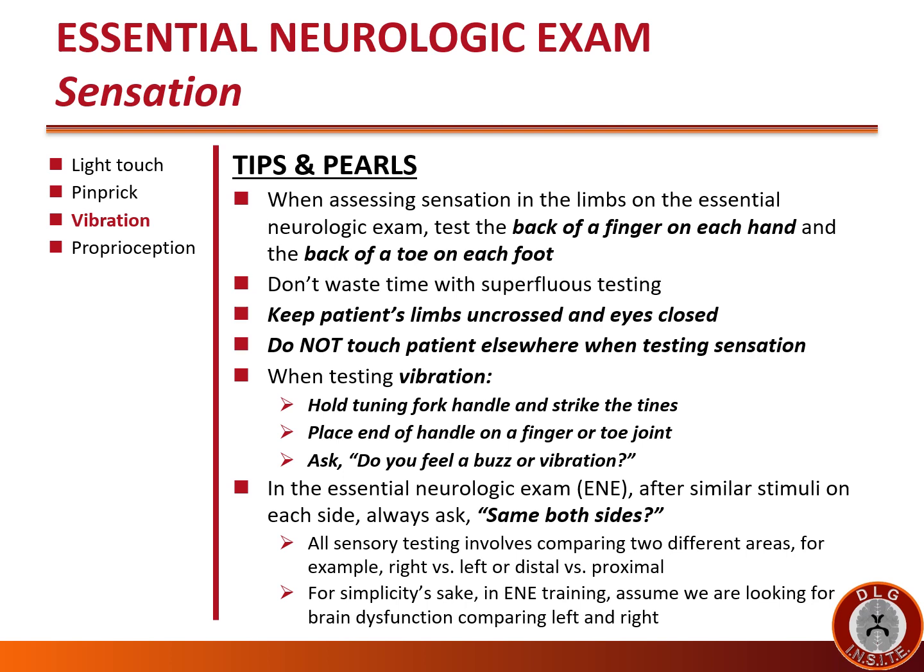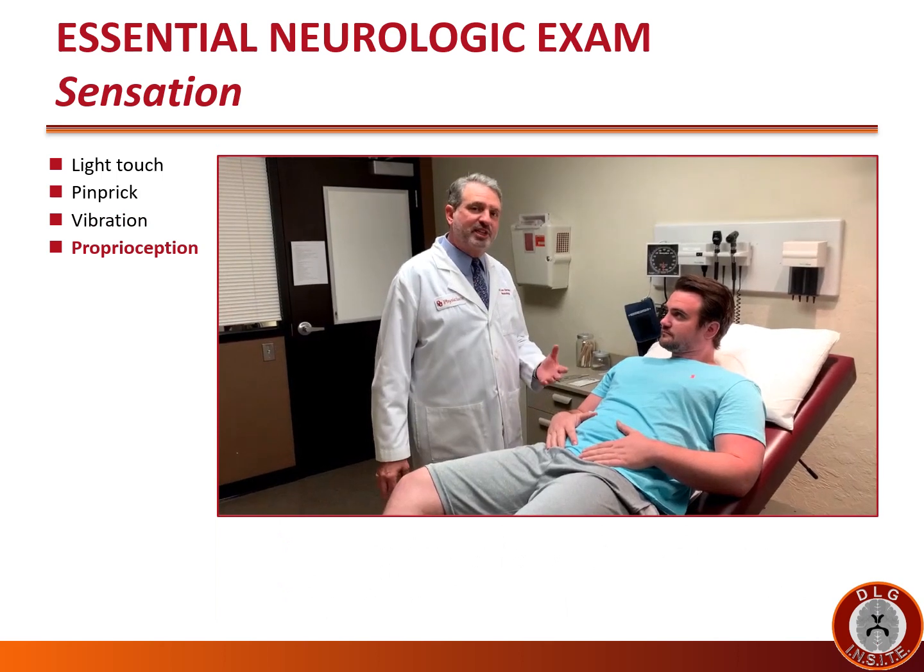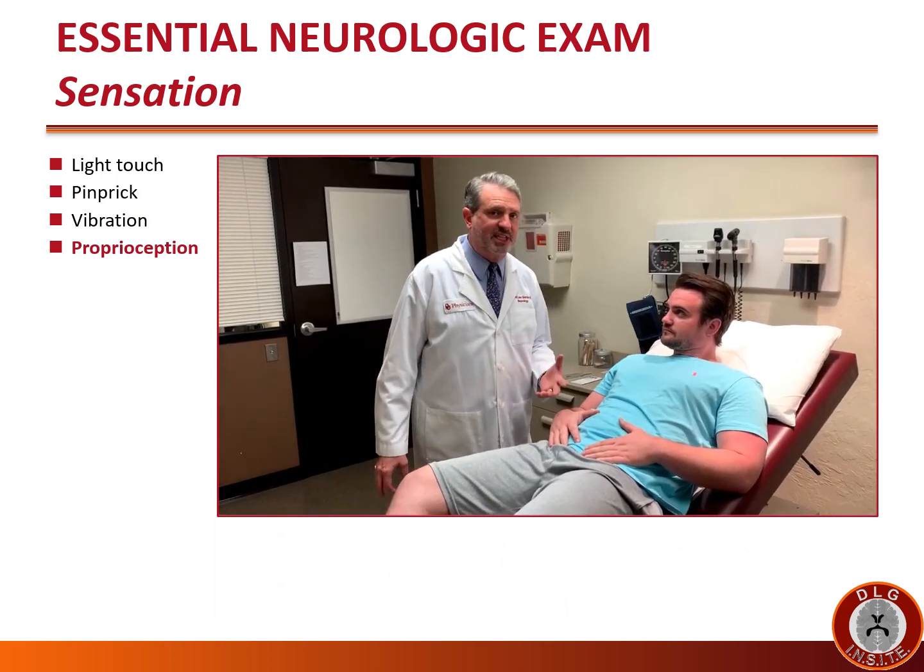In the essential neurologic exam, after similar stimuli on each side, always ask, same both sides? Because all sensory testing involves comparing two different areas, for example, right versus left or distal versus proximal. And for simplicity's sake, in our essential neurologic exam training today, assume we are looking for brain dysfunction comparing left and right. Now we're going to assess proprioception or joint position sense.